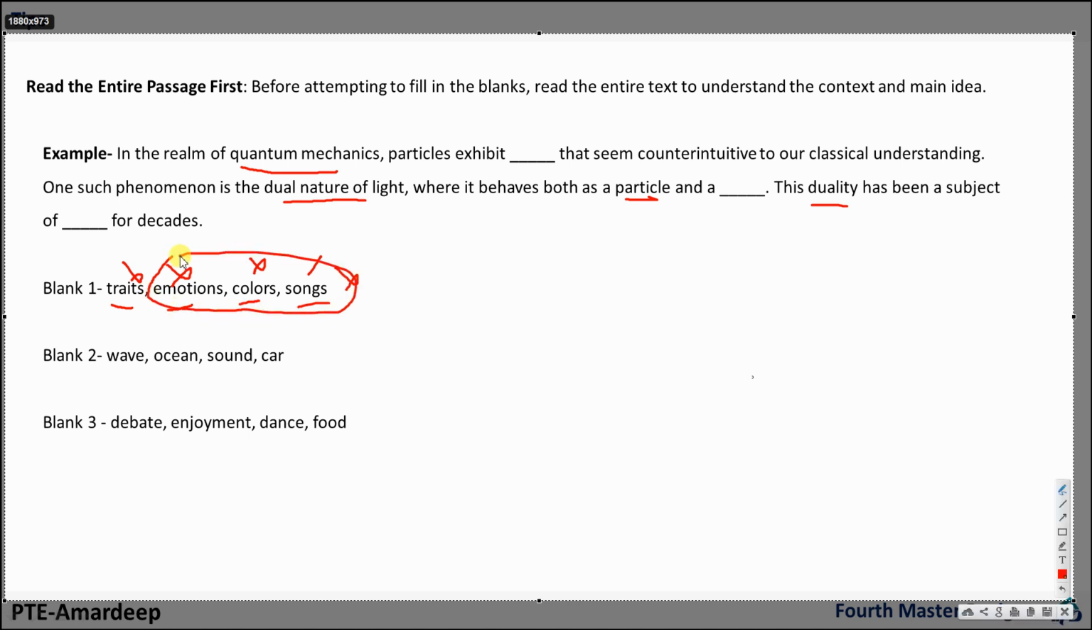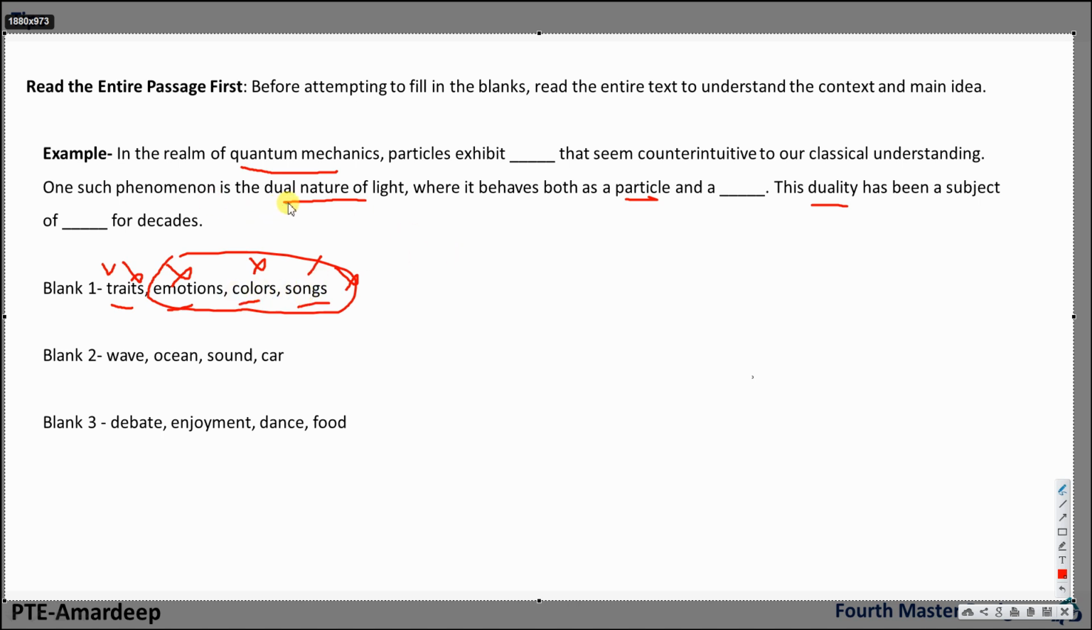I'm sure these three cannot be my answer. Why? Even if you don't know traits, still you can say that particles don't show song, color, emotion. The meaning of traits is characteristics or properties. So what is my correct answer here? Traits. With this itself, I got the idea. What is the topic? In this topic, there is no meaning of sound, color, or emotion.